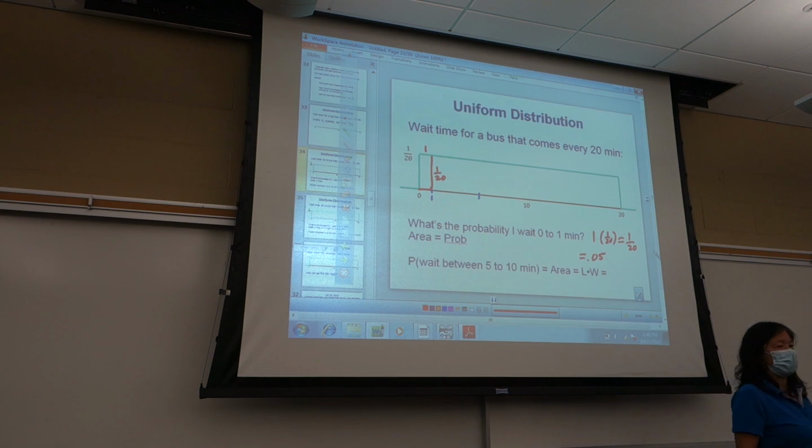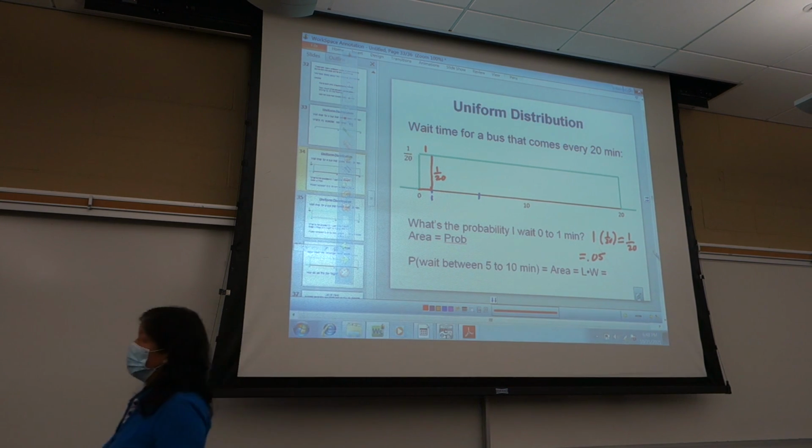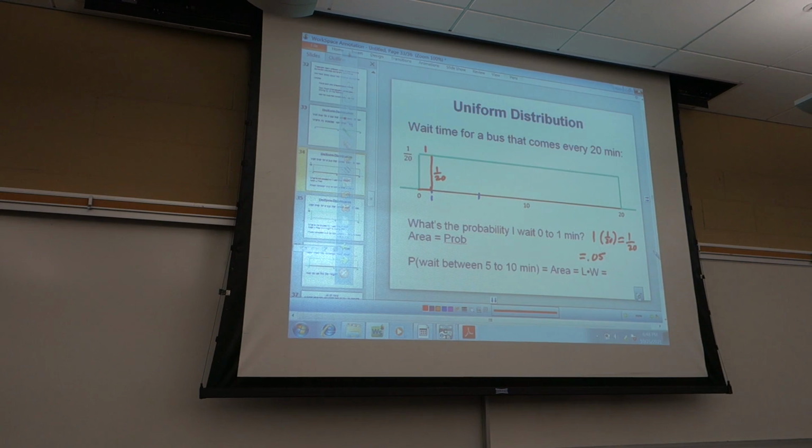All right, so what's the probability I wait between 5 to 10 minutes? See if you folks can figure that one out with your neighbors. Of all the distributions, this will actually be the very easiest one of all. Finding probabilities, you just multiply length times height. Good to go.